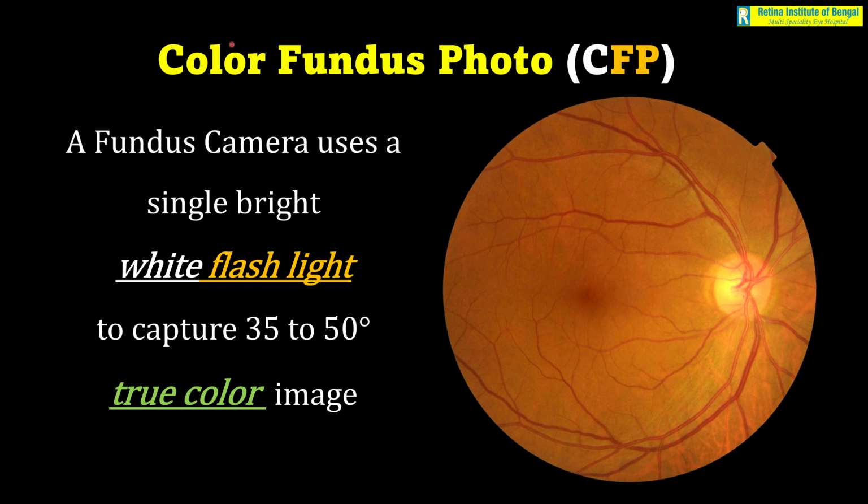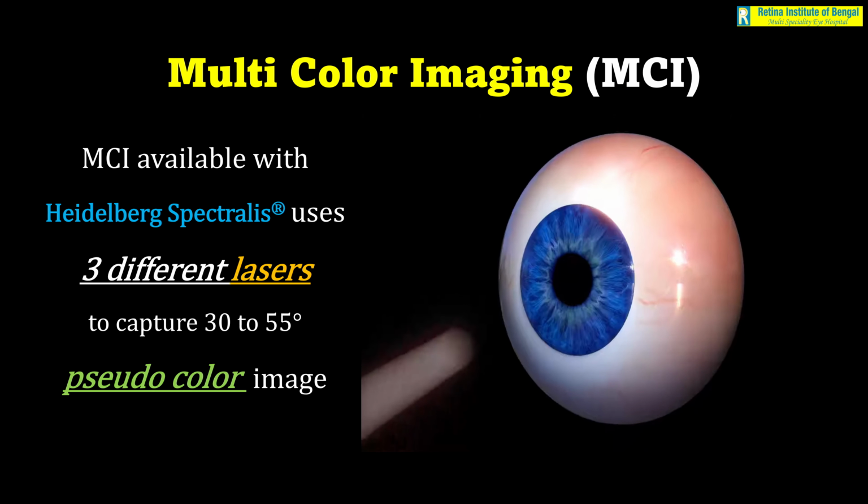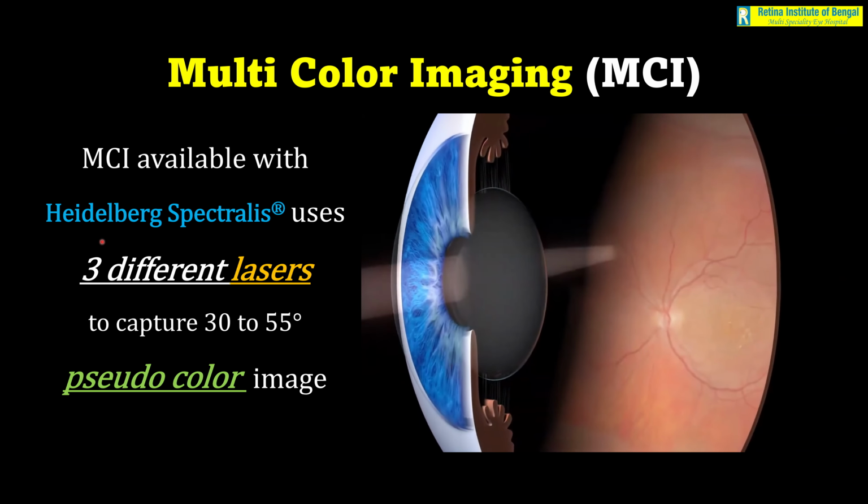So what is a color fundus photo? A color fundus photo is basically a flashlight photograph of the retina. It's a fundus camera which throws a single bright white flash light to capture a 35 to 50 degree true color image of the retina. However, multicolor image is totally different.